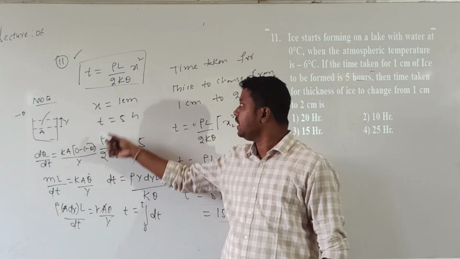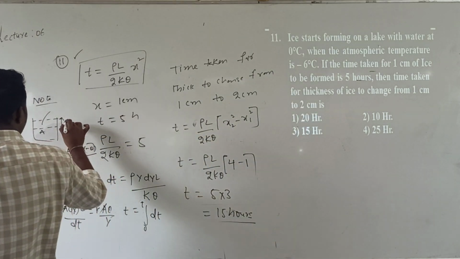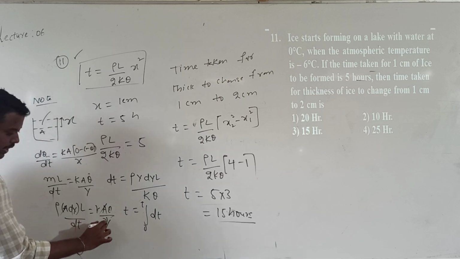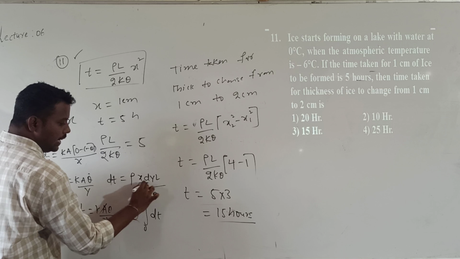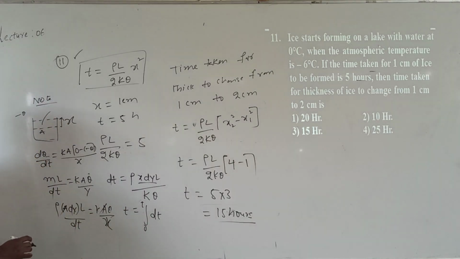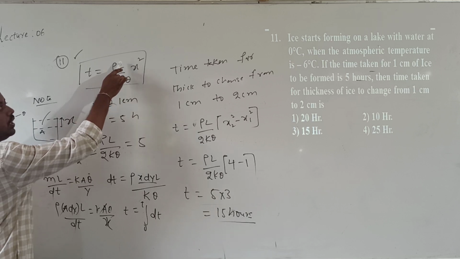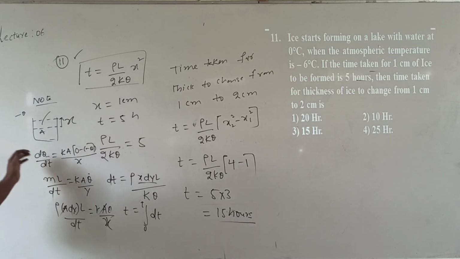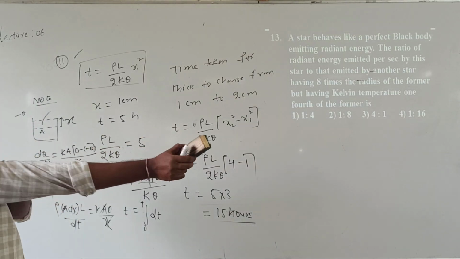There I called it Y. Here you can take X, anyone. Instead of taking Y, if I call it as X, then here also I should write X, here also I should take X. So here also it is of X. Integration of X into dy is X square by 2. That's why the denominator will get 2. So T value is rho into L by 2 into K into theta into X square. So this is the question number 11. Understood? Next, question number 30.